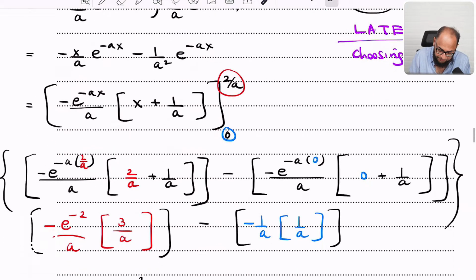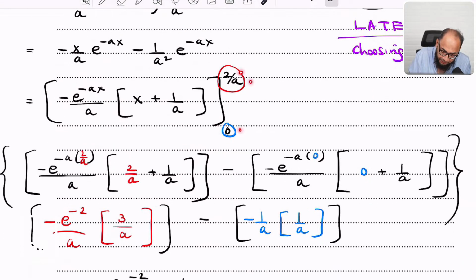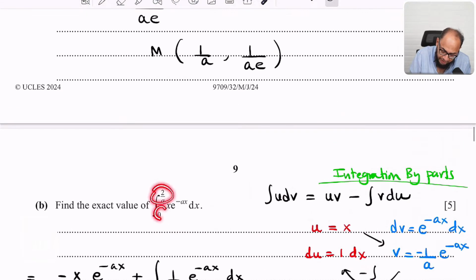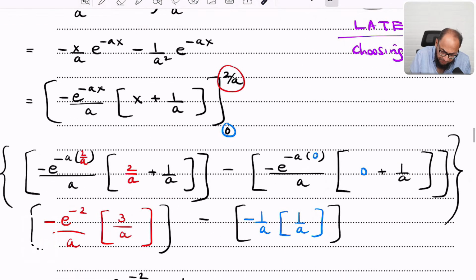This is what I'm left with. Now 2 over a is the upper limit, 0 is the lower limit. 2 over a and 0. When we plug in the value, we plug in place of x. So there are two placements, there are two placements for 0.